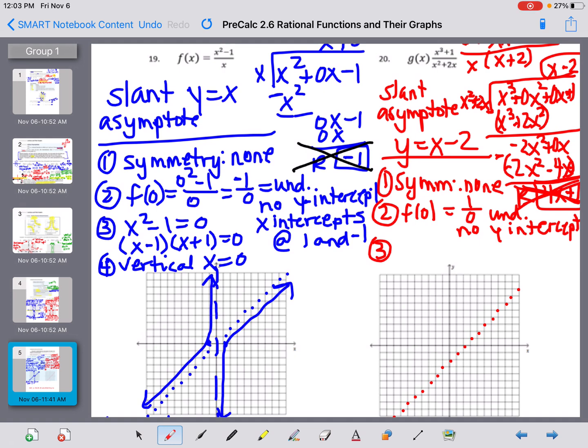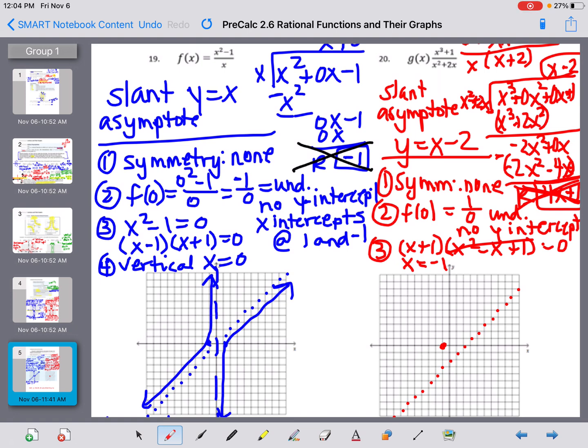Numerator, because I'm looking for my x-intercepts. So I already factored that one out, right? The x plus 1, and then my x squared minus x plus 1 equal to 0. You don't have to worry about this one. It's not going to equal 0, but x equals negative 1 from that one. So at negative 1, I have an x-intercept. Okay.